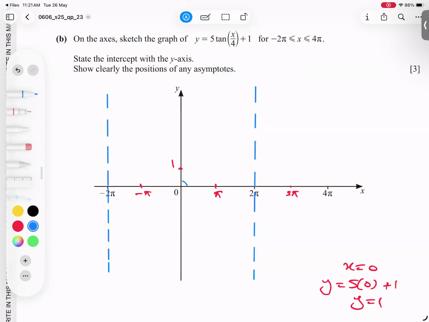You plug in, first of all, 0. When you plug in 0, we get a 1. So we got this point. I'll label it 1 here. When I plug in pi here, students, what will the pi value give us? I will check it.